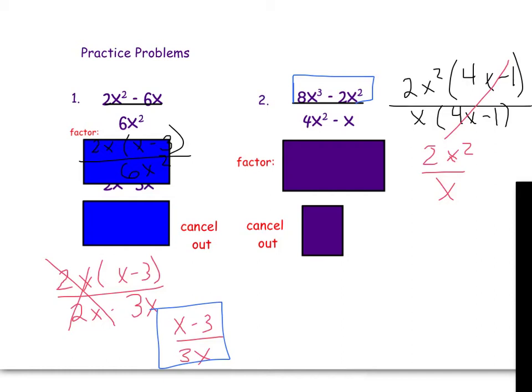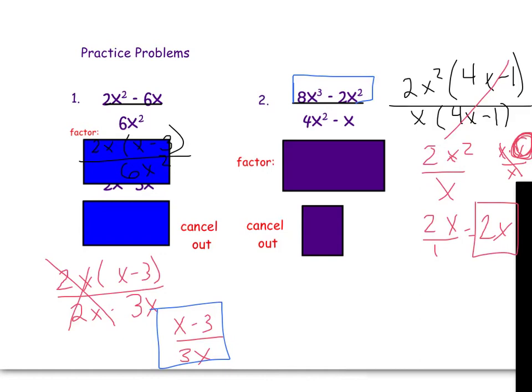X squared is the same as x times x. And if we have x times x divided by x, those two will cancel, leaving me with an x. So I've still got the 2. My x and my x canceled, leaving me with just this lone x over 1, which is the same thing as 2x. Final answer right there.